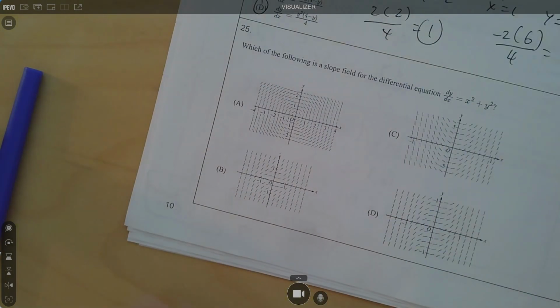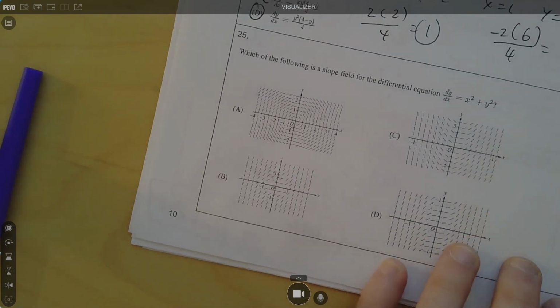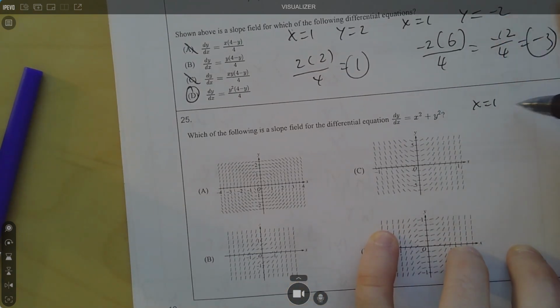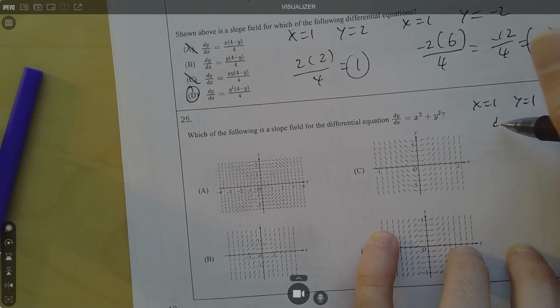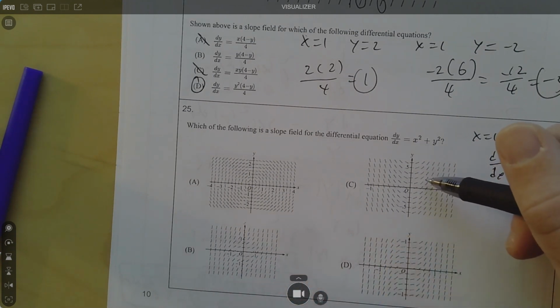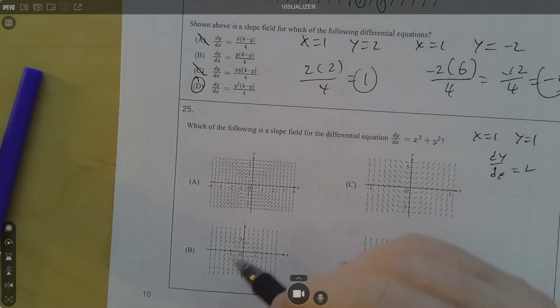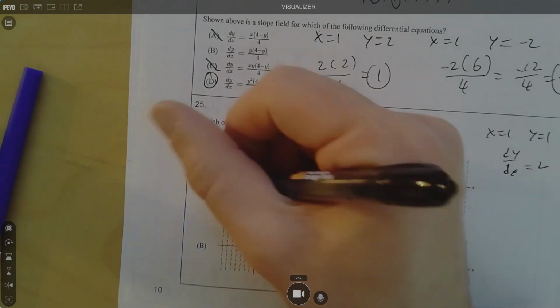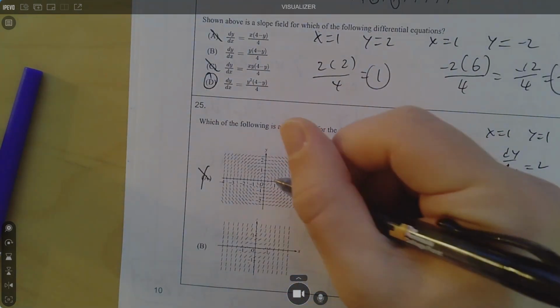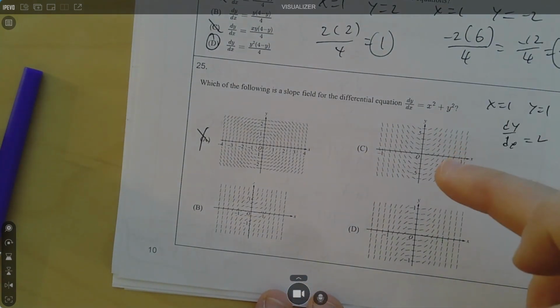Okay. 25. Which of the following is the slope field for x squared plus y squared? A good place to start is just by plugging it in. So pick a point, any point you want. I'm picking something easy like x equals 1, y equals 1. So that just means my slope should be 2. I should make sure at that point I have a slope of 2. It's having some positive slope here. Also some sort of positive slope here, but here I have a negative slope. So a is out based on that, because at that coordinate 1, 1 I have a negative slope, so it cannot be a. It could potentially be C, B, or D right now.